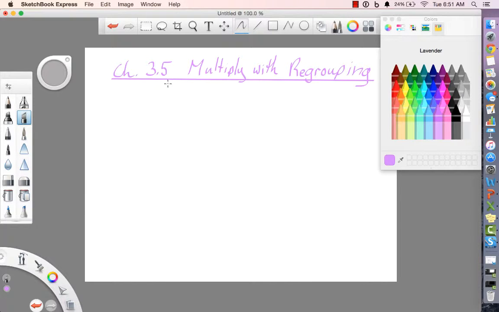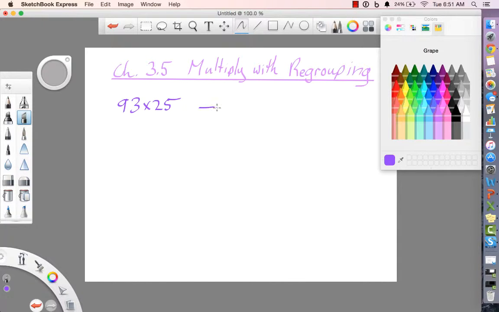All right, chapter 3.5, multiply with regrouping. Now this is the name for the way that we typically multiply. This is the standard way. This is how we usually do it. So we're going to think about multiplying 93 times 25.